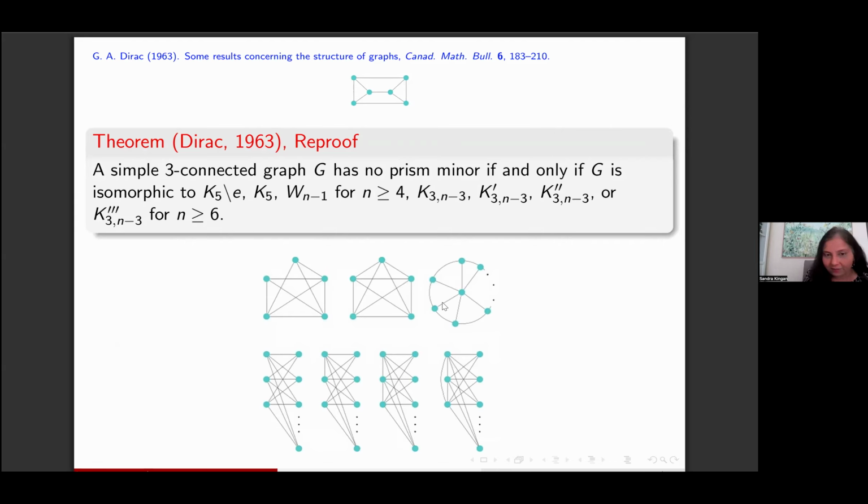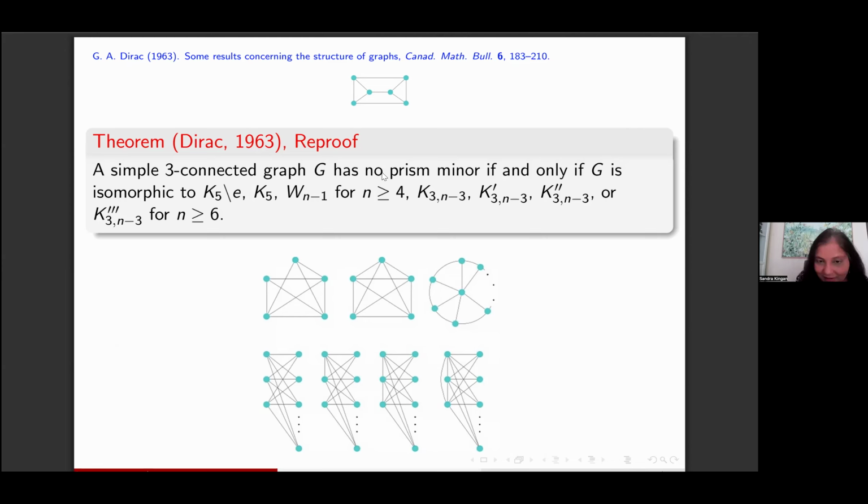by Dirac, where he characterized the graphs with no prism minor. And I'm very fond of this result because I generalized it to matroids, and it was my first paper, actually, where I generalized this to matroids. So I'm really fond of this result. And I don't think it's gotten enough credit in graph theory, so I'm trying to promote it a bit.